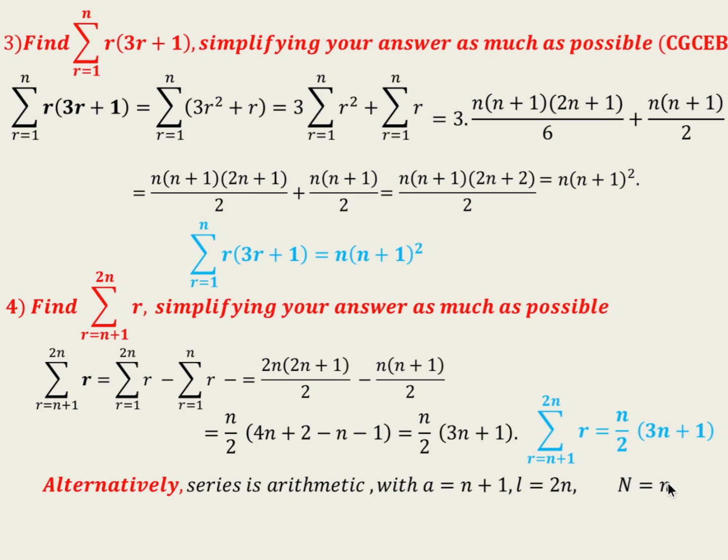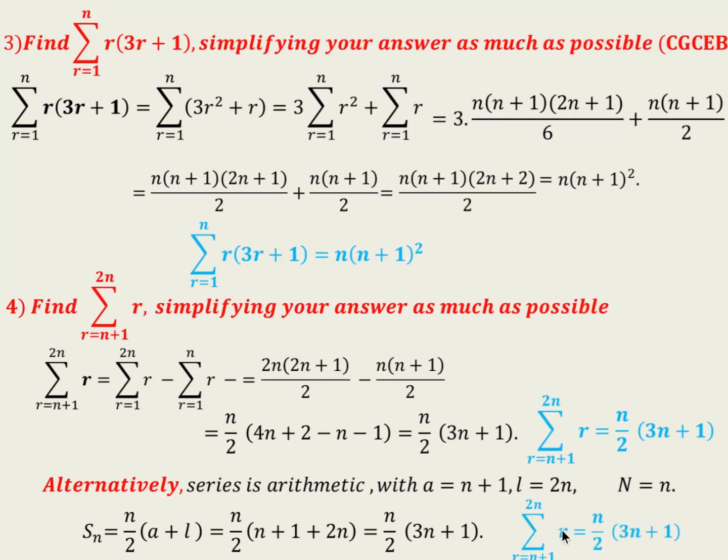We can then use the formula for the first n terms of an arithmetic series, which says Sn equals n over 2 into the first term plus the last term. The number of terms n over 2 into the first term n plus 1 plus the last term 2n, and we have again 3n plus 1, so that we get again n over 2 into 3n plus 1, the same result that we had using the standard formula.